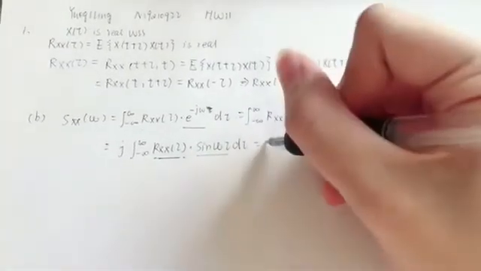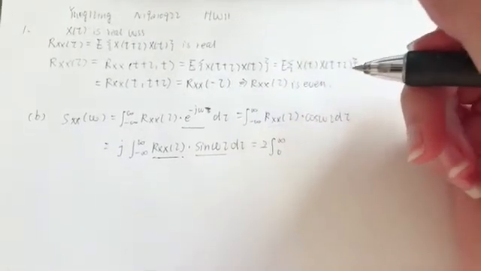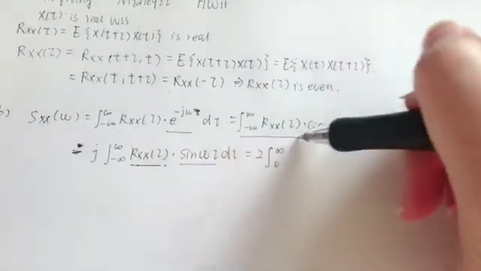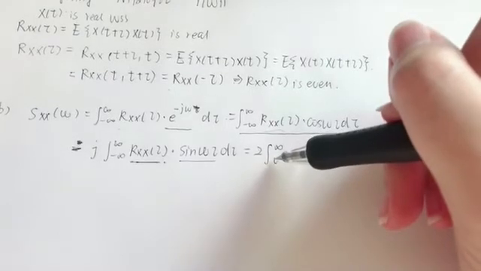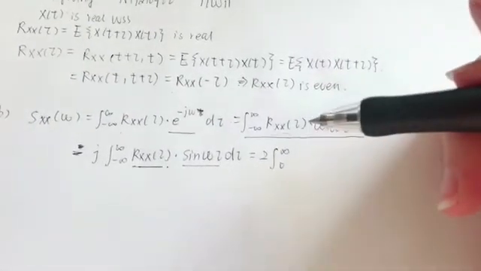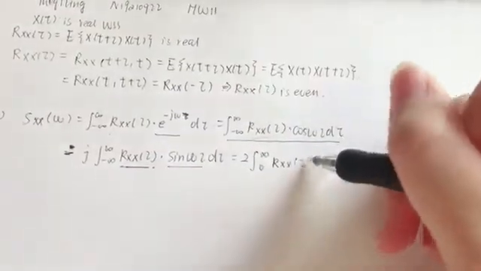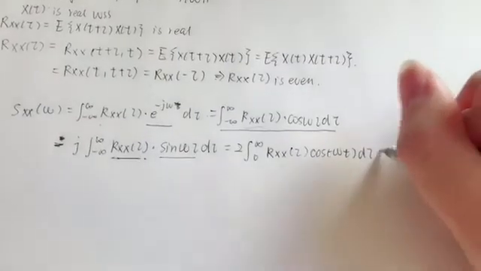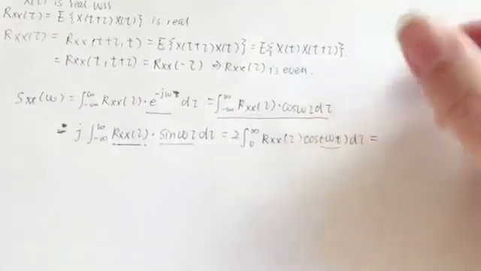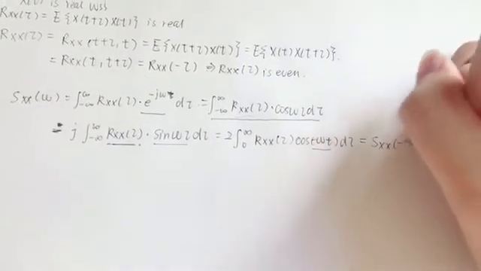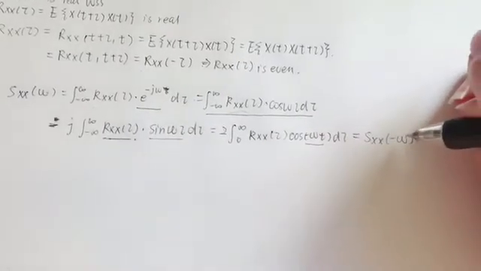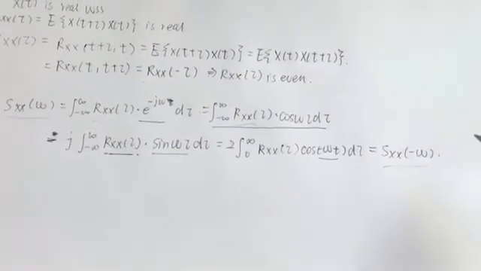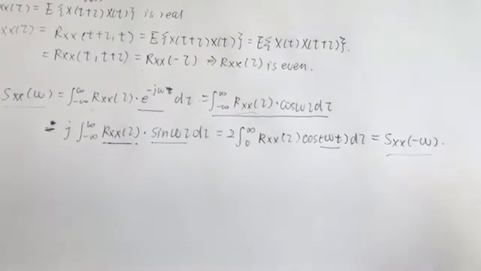Now we continue to calculate it. The function will be twice this part, the integral from 0 to infinity of Rxx of tau cosine of minus omega tau d tau. And according to the definition, this equals Sxx of minus omega. And so we have now proved that Sxx of omega is even.